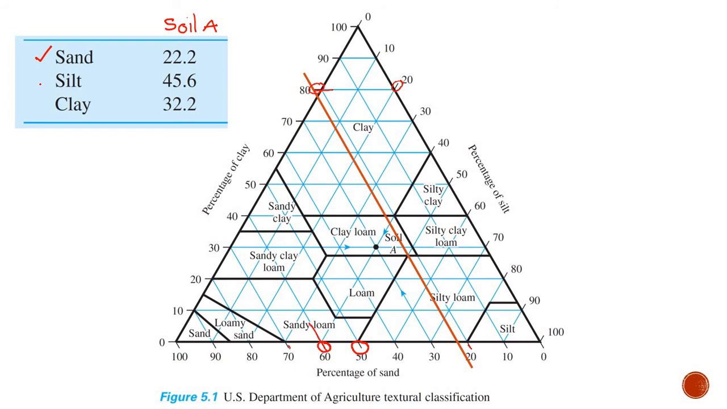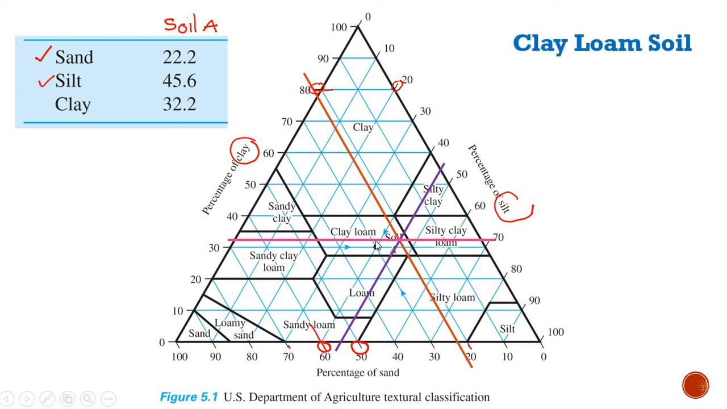Next we plot for silt. Silt is 45.6. So percent silt is somewhere here, and that is 45. So 10, 20, 30, 40, and 50. 45.6 is somewhere here. This is linear, so you can plot it easily. And then clay is 32.2. We have here our clay, and then 10, 20, 30, 40, 32 is somewhere here. Okay, so where the three lines intersect, that will be the classification of the soil. So this is clay loam soil. The classification is clay loam soil.